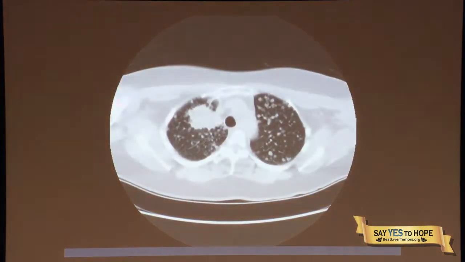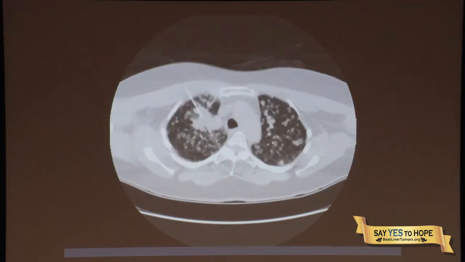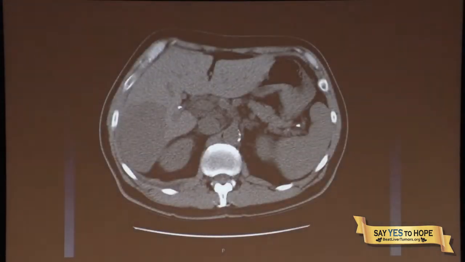This is a patient with lung. You can tell little nodules all through the lung and a bigger mass here. This is the aorta, the big vessel. This is your trachea. And you can see around here, there's a big mass there. This is us putting a needle in there and taking a biopsy. So we can do this for most parts of the body, quite easily.